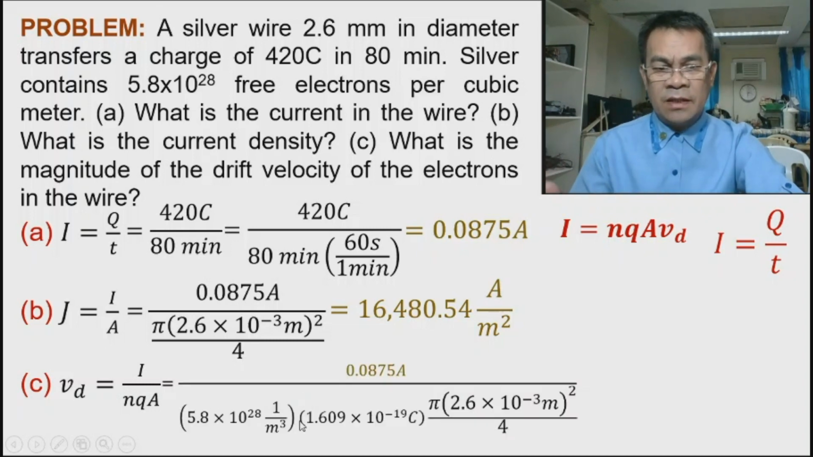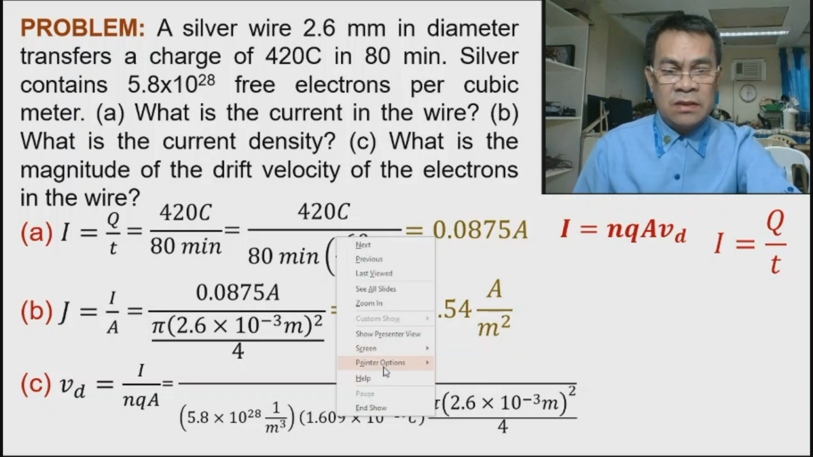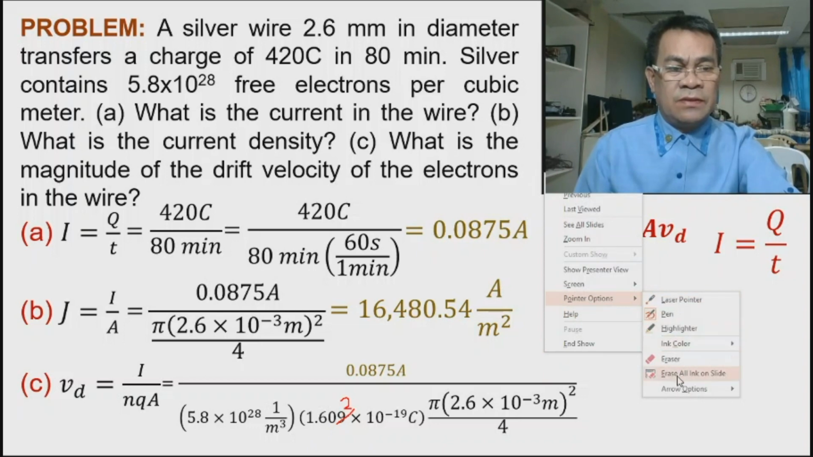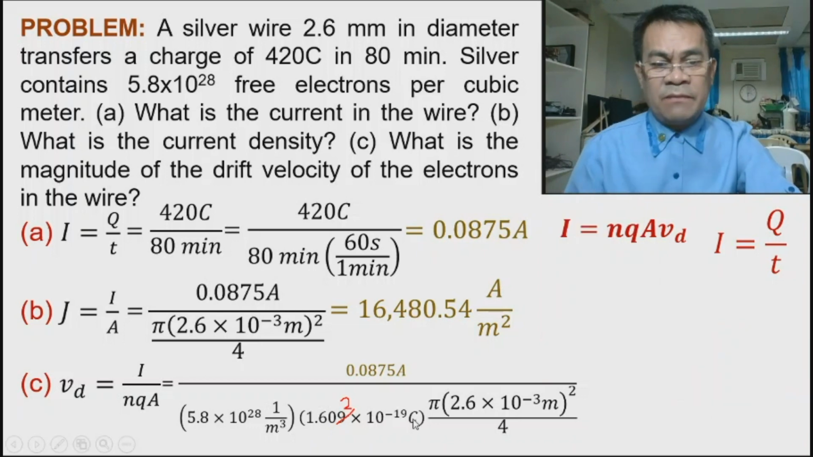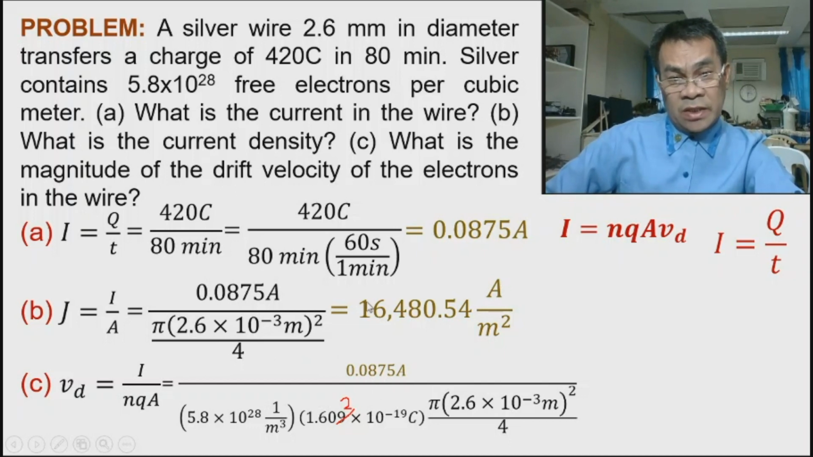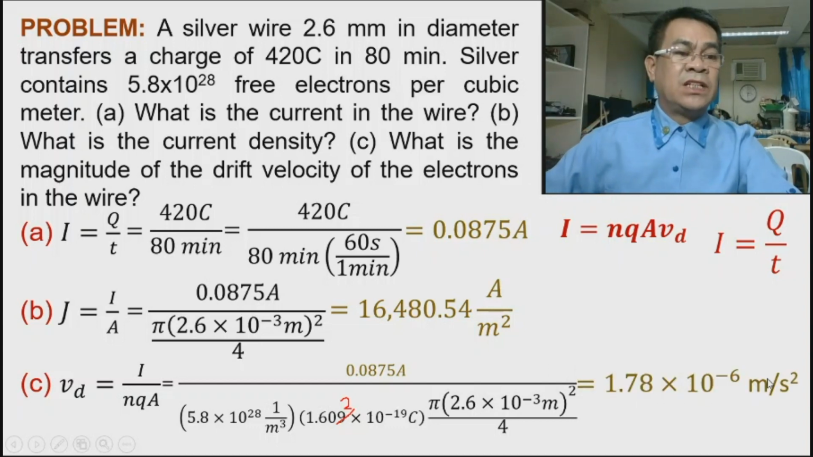So do it. I is 0.0875. Then N is 5.8 times 10 raised to 28. And this is 1.602 times 10 raised to negative 19 coulomb. And this one is the area of the circle, the same as before. Actually, this 0.0875 divided by the area is already the current density, so we can eliminate this and replace it with 16,480.54. Use your calculator. Then the answer is 1.78 times 10 raised to negative 6 meter per second.